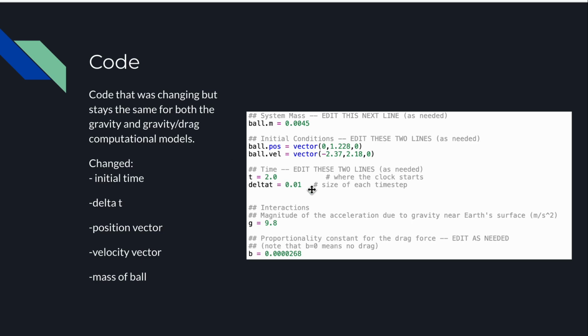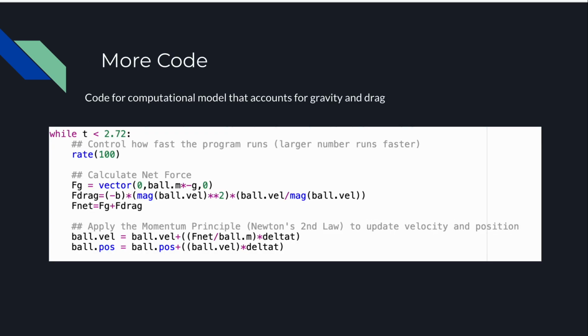So this was my code. I changed the initial time here, just when the ball left the hand is what time I set it to. Delta t to make it a smaller time step, and then the position and velocity vectors that I talked about a second ago, and then the mass of the ball, which we got by weighing the paper. And then here's some more code. This is inside the while loop.